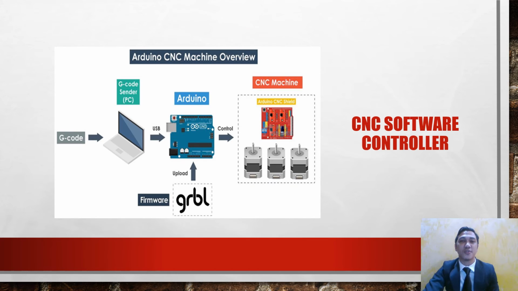CNC software controller. The figure shows where the GRBL fits into the big scope of a CNC machine operation. First, G-code must be made by the user, then sent to the Arduino. GRBL is a firmware that must be installed or uploaded to the Arduino in order for it to operate the CNC machine stepper motor. To put it another way, the GRBL firmware's job is to transform G-code into motor function.